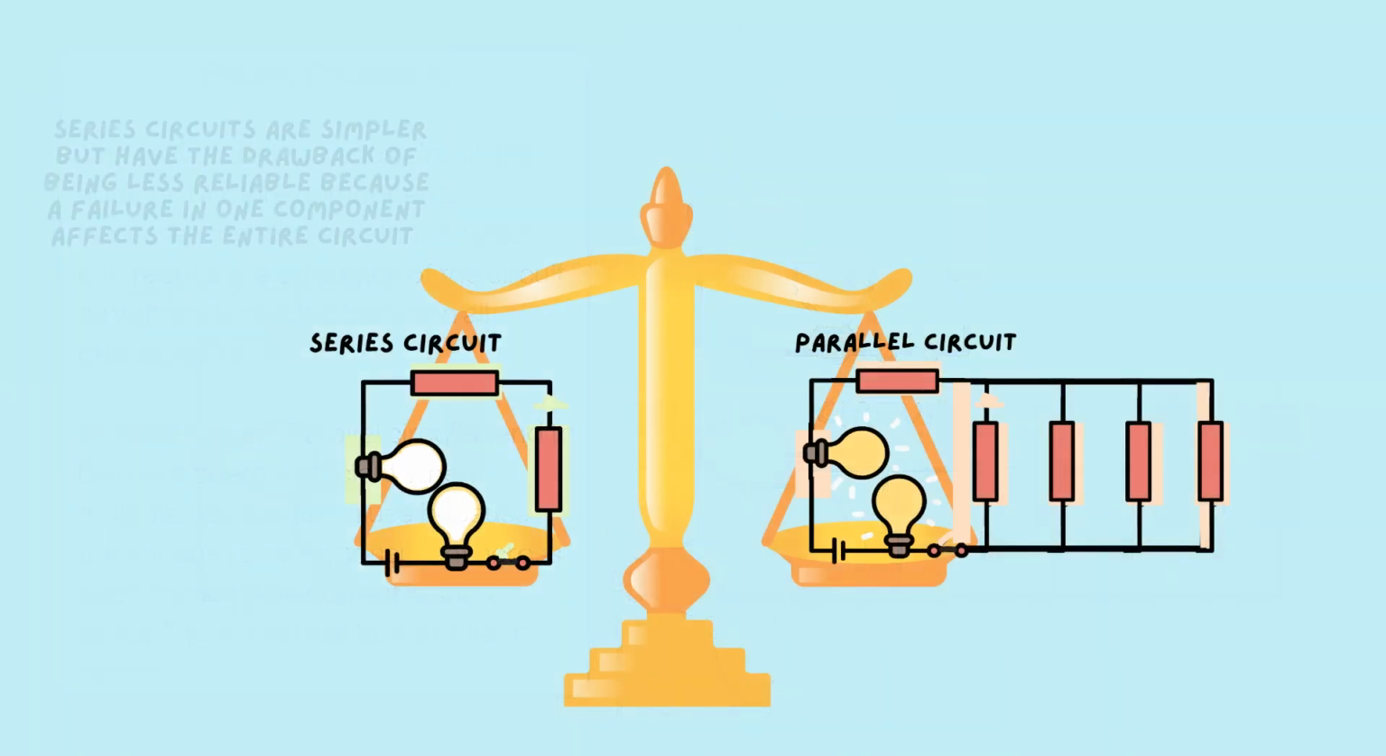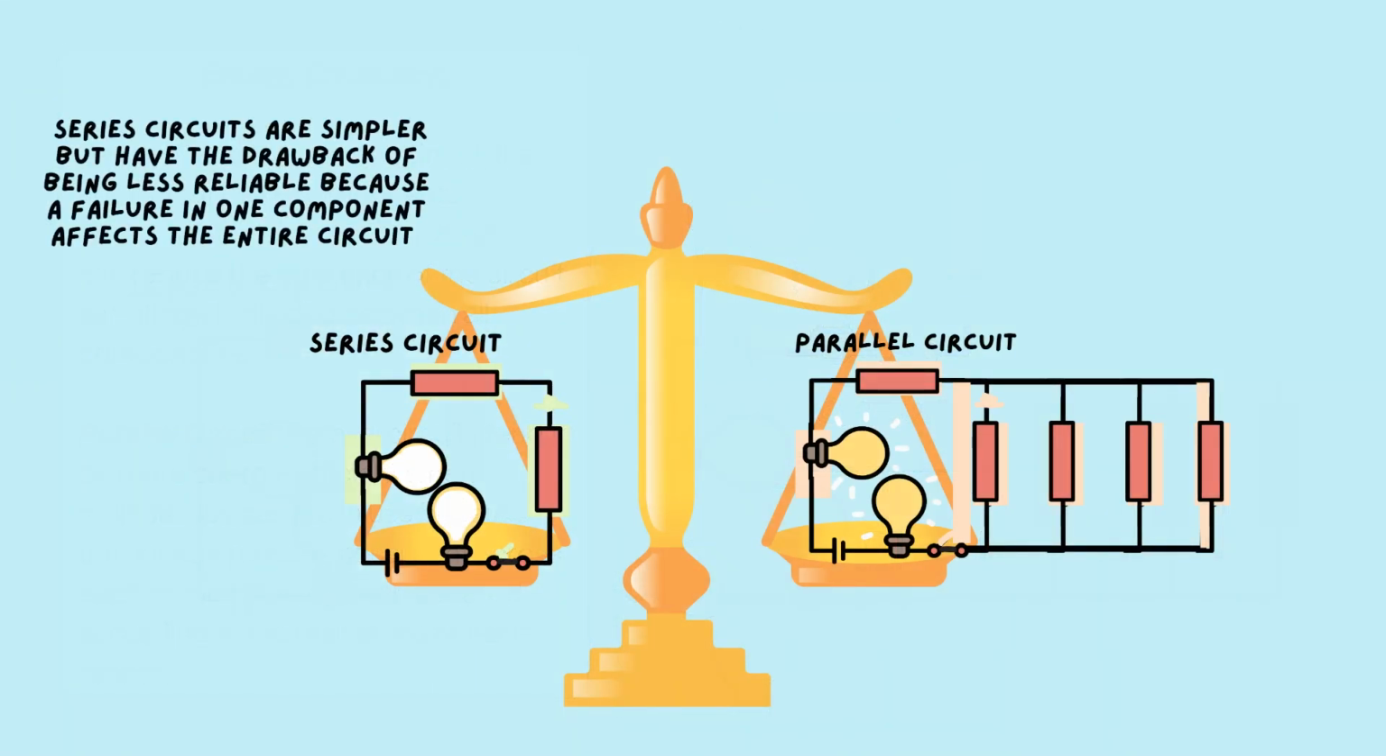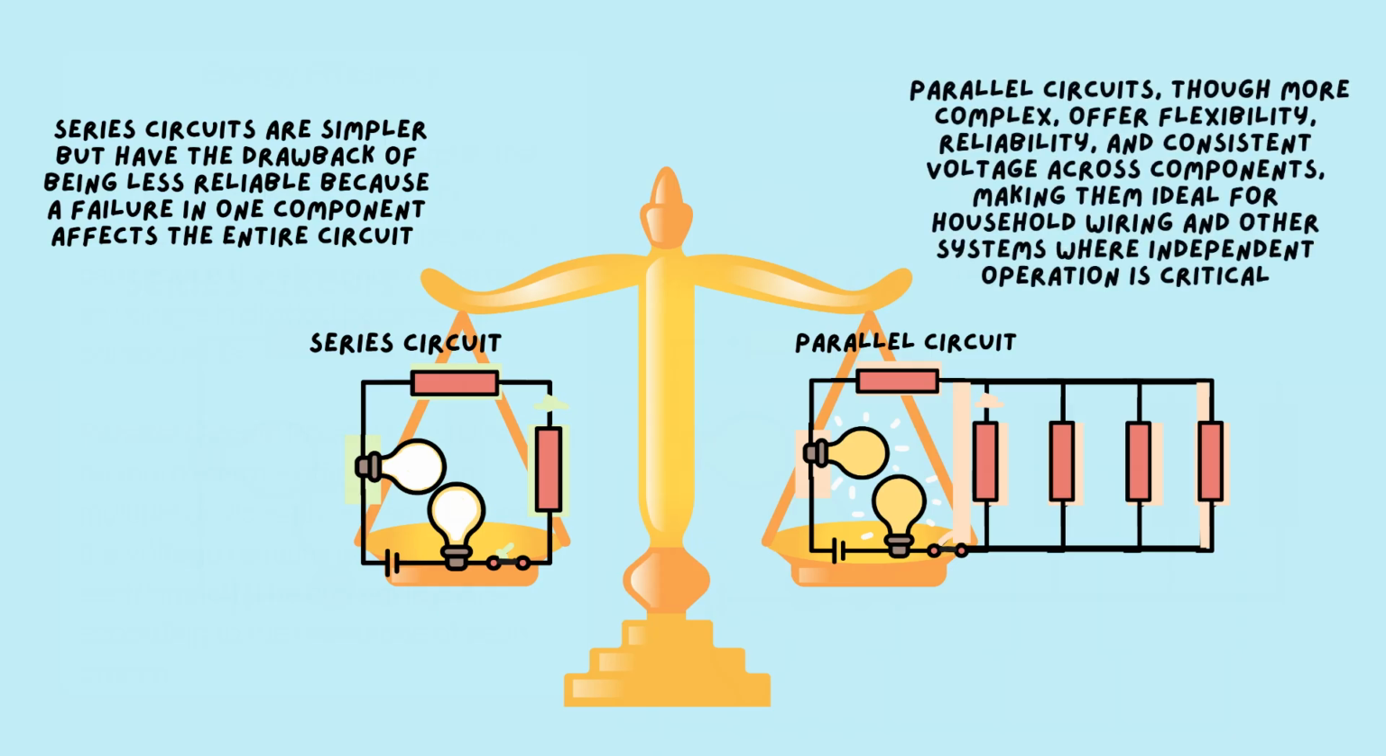In summary, series circuits are simpler, but have the drawback of being less reliable because a failure in one component affects the entire circuit. Parallel circuits, though more complex, offer flexibility, reliability, and consistent voltage across components, making them ideal for household wiring and other systems where independent operation is critical.